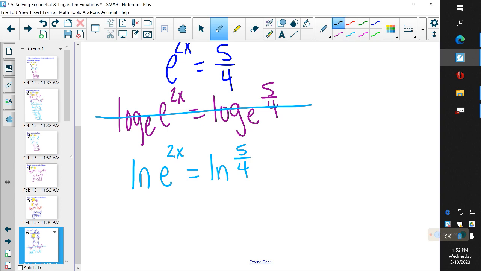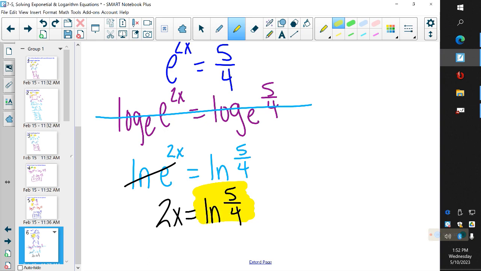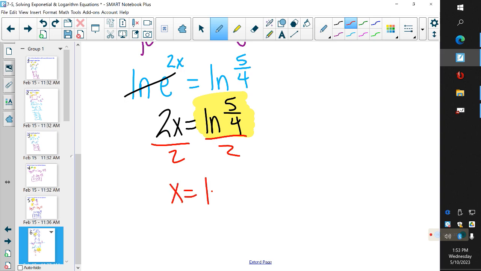So now, e and the natural log cancel out, and I have 2x is equal to the natural log of 5 over 4. This right here is just a calculation that you will do in Desmos. I need to solve for x, so how do I do that? I divide by 2. So x is equal to the natural log of 5 divided by 4, and all of that number divided by 2.